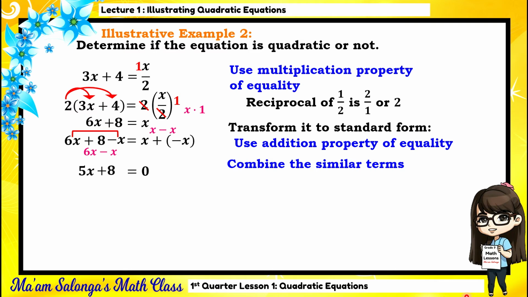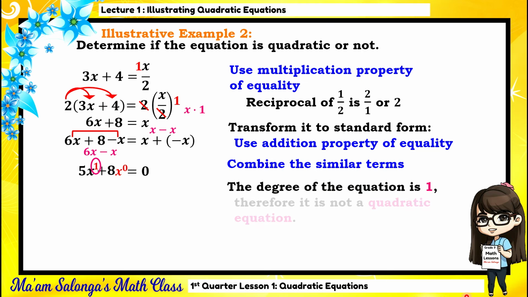Now, inspect the exponents of the terms of the equation. So, we have 1, we have 0. The degree of the equation is 1. Then, it is not a quadratic equation.